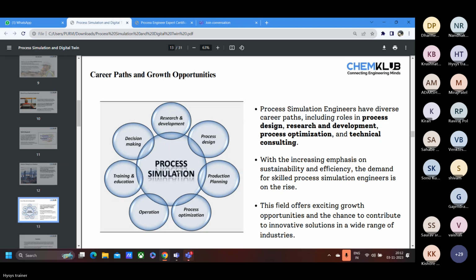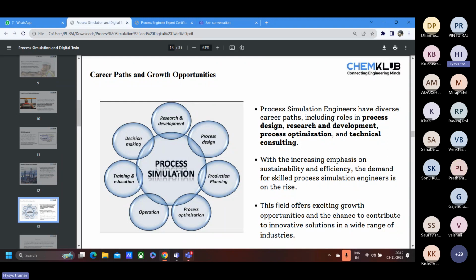Once we have to learn simulation software from Chem Club, it is only online. How can we physically do some simulation from our system? How is it possible to give training to our students?